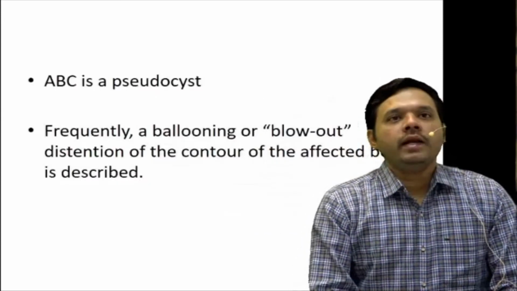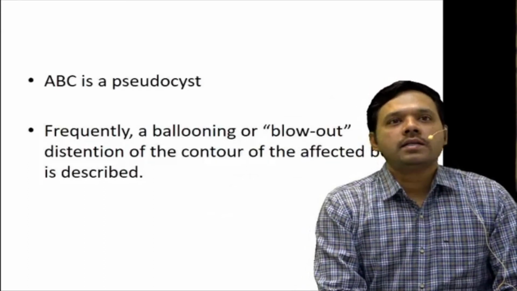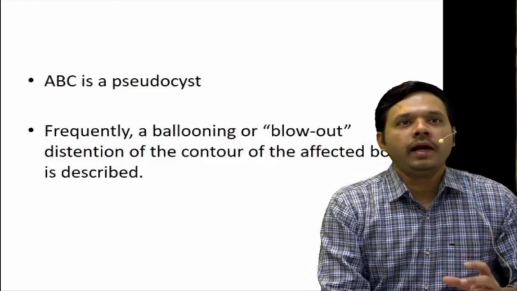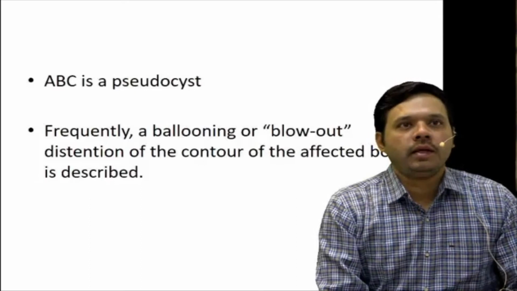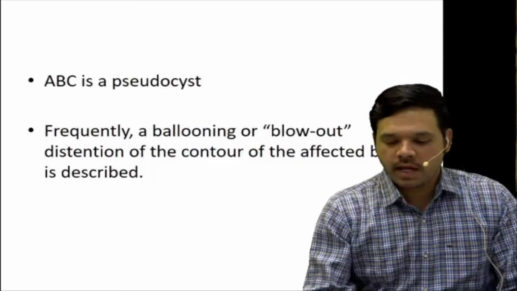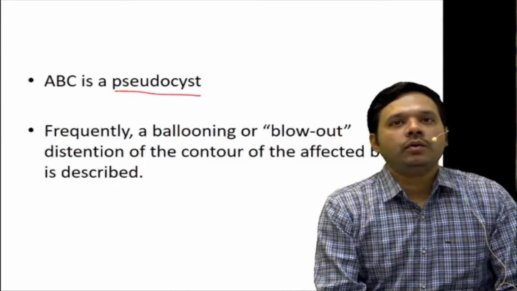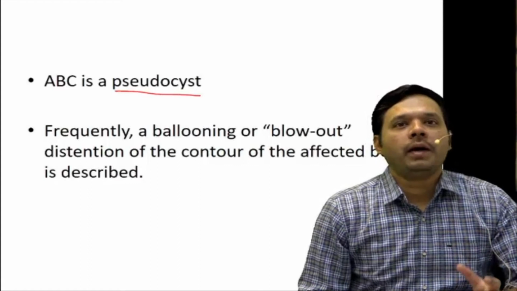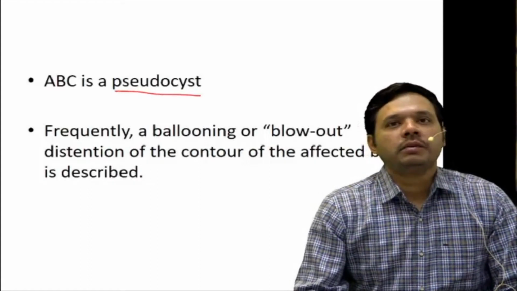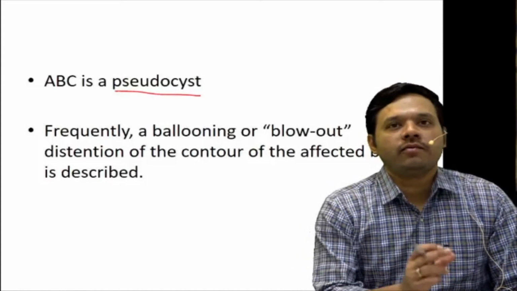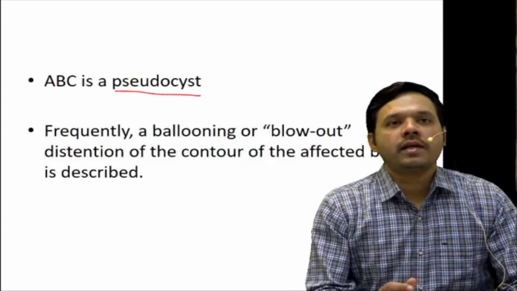Aneurysmal bone cyst is a pseudocyst. What do you mean by pseudocyst here? A cyst actually should be lined by an epithelium. A pseudocyst is one which may not be lined by epithelium. Now some authors claim this as a pseudocyst because there are blood-filled sinusoidal spaces, but those sinusoidal spaces will not be lined by the endothelium. And one more important thing we should remember is that in the first part of the MCQ itself, it says expansile lesion. So this is a very expansile lesion.